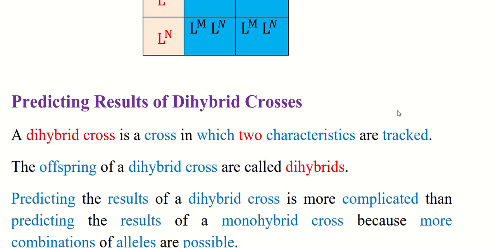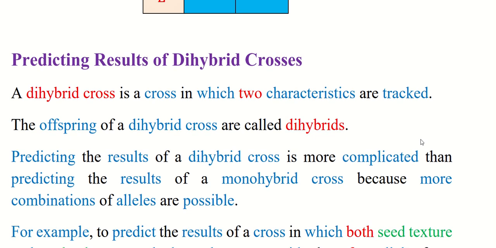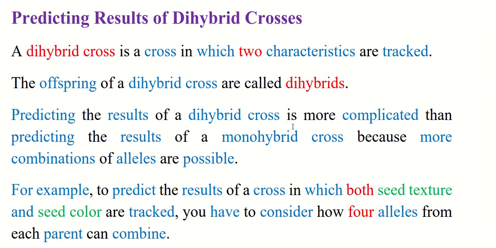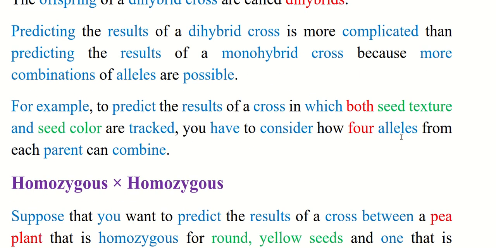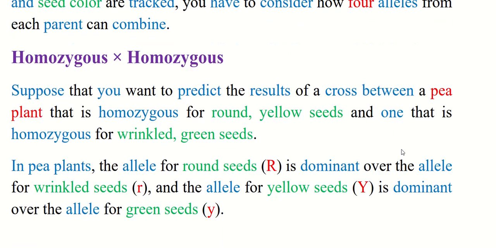Now we have predicting the results of a dihybrid cross. A dihybrid cross is a cross in which two characteristics are tracked. The offspring of a dihybrid cross are called dihybrids. Predicting the results of a dihybrid cross is more complicated than predicting the results of a monohybrid cross because more combinations of alleles are possible. For example, to predict the results of a cross in which both seed texture and seed color are tracked, you have to consider how four alleles from each parent are combined.